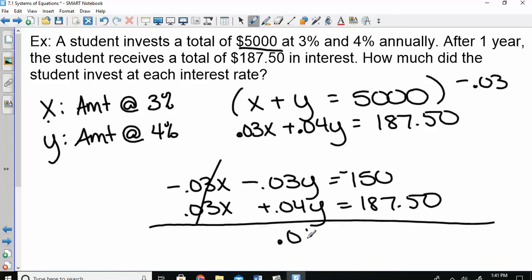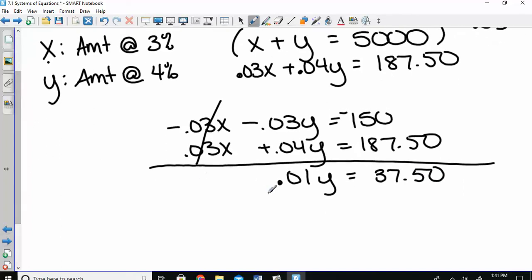And the x's cancel. 0.01y is 37.50. So divide by 0.01. $3,750. Good.